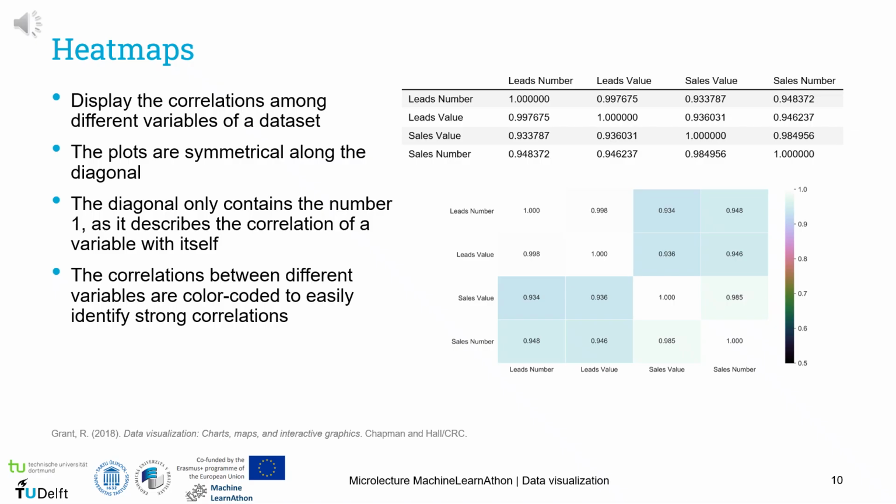And the heat map is also symmetrical because it just repeats itself if you compare every variable with every variable. And it's usually color-coded, so you can see at first sight which variables have a very strong correlation. You can also define within the function which kind of correlation it should calculate. So it's a very useful tool to get a first overview of your dataset.